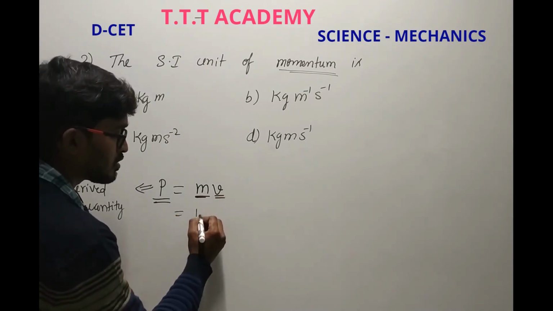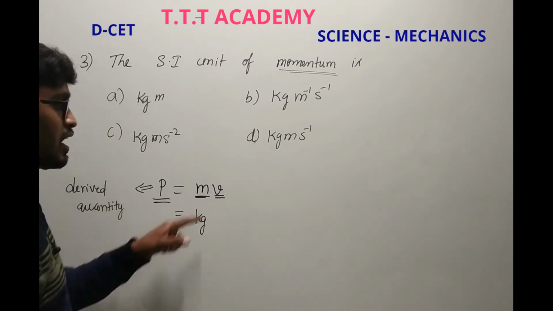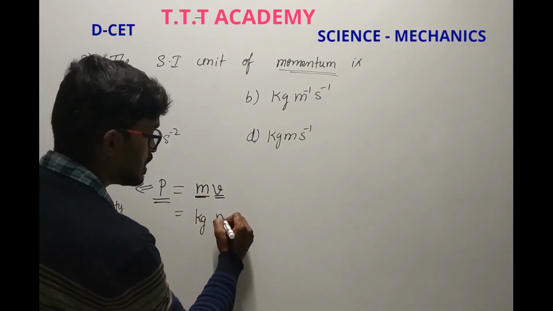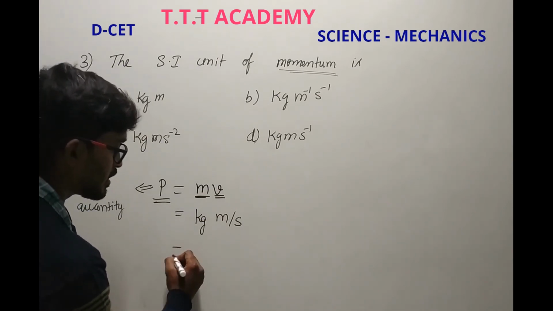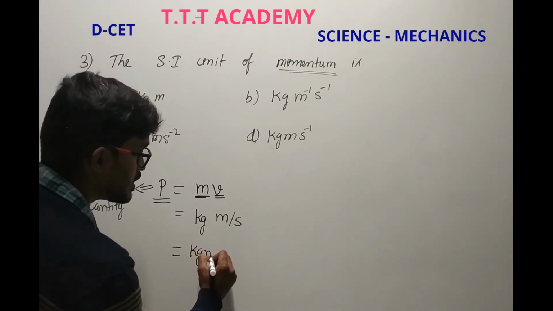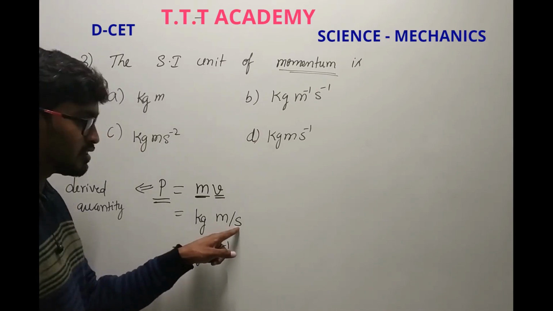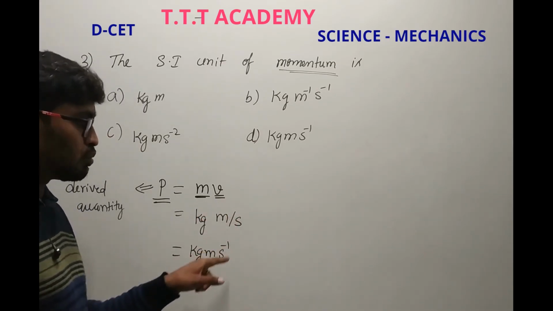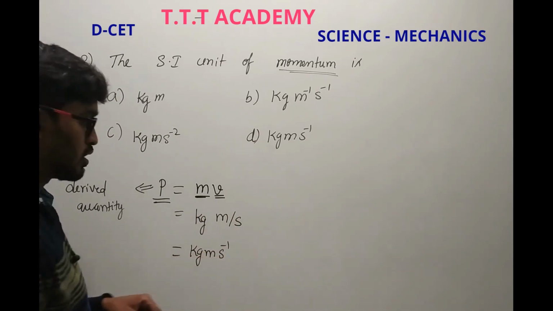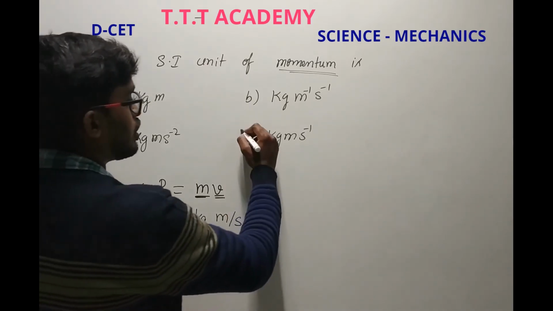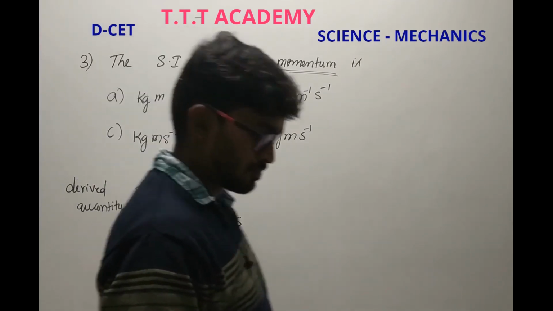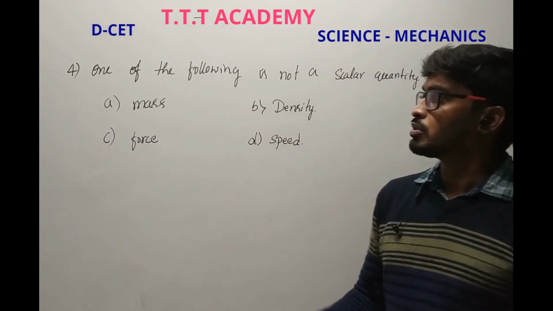The SI unit of mass is kg, and velocity is nothing but meter per second. Then it is written as kg meter per second. Because this is in the denominator, it comes to the numerator as s to the power of minus 1. So this is the unit of momentum. So which option is correct? Option D is the correct answer. Go to the next question.